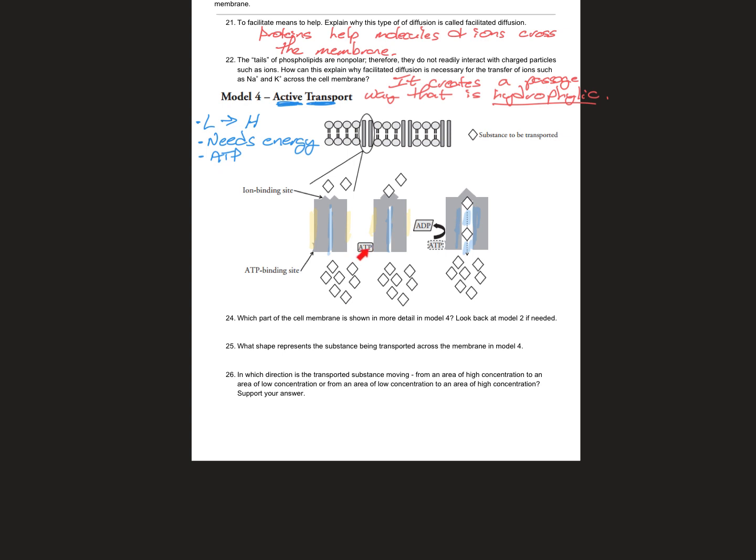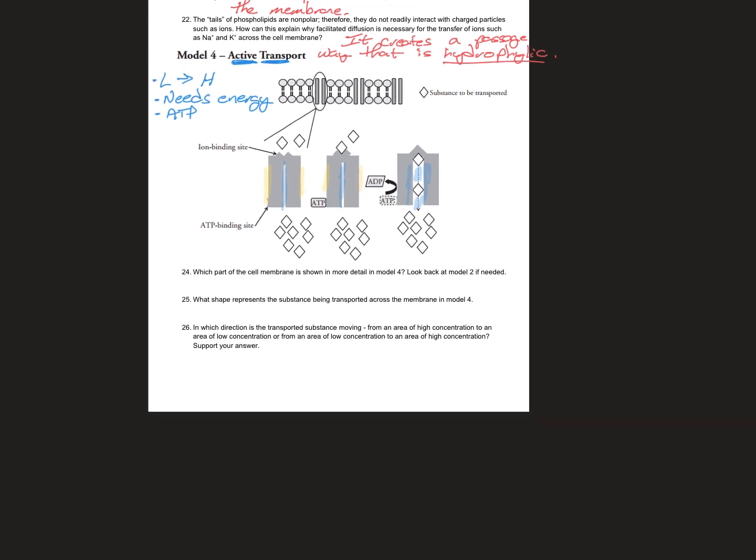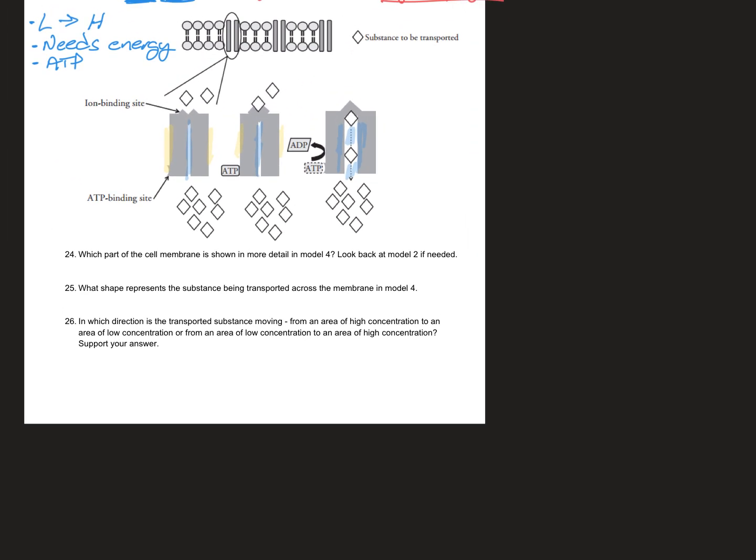ATP has to bind. It allows for a conformational change, a change in the shape again. But this time, instead of just making a hole, it allows the protein to bring the ions or the substances in. So things go from low to high. But in order to do that, you need the energy released from ATP turning into ADP, which we've gone over already and you were quizzed on.